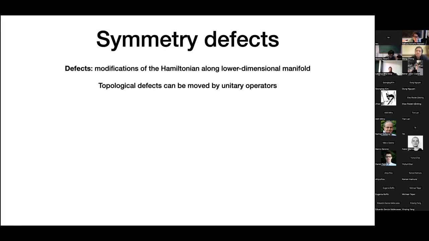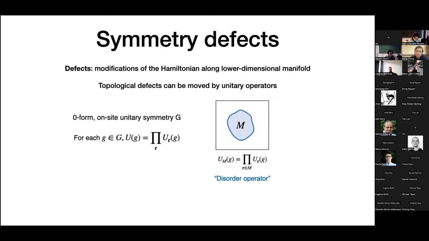Let's do it for a zero-form on-site symmetry, and let's assume it's unitary. For each group element little g of the symmetry group, there's a symmetry transformation given by the tensor product of unitary operators acting on different sites. With this on-site symmetry, we can define a truncation or restriction of the symmetry operator to some region M, where M is a region in space. This is sometimes known as a disorder operator.